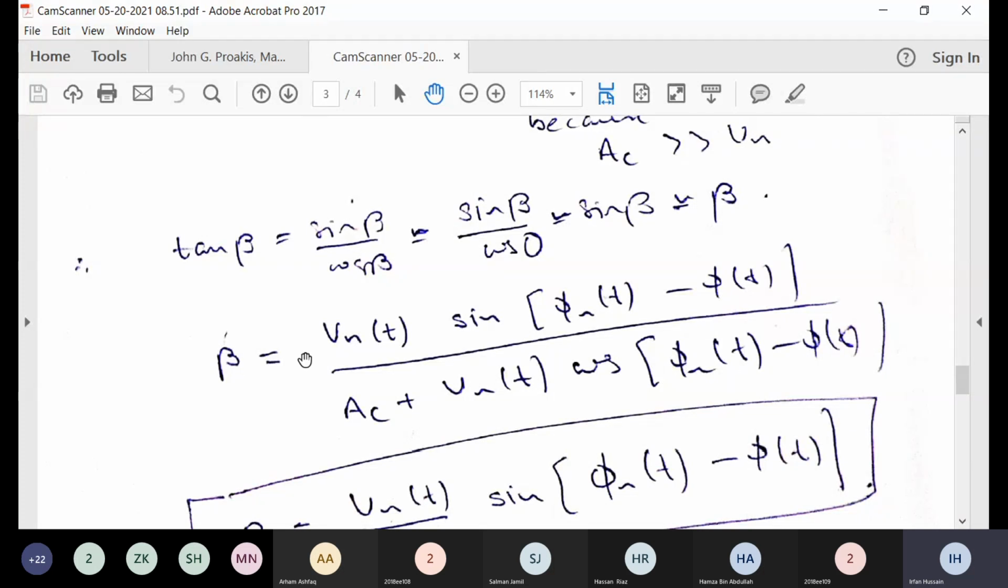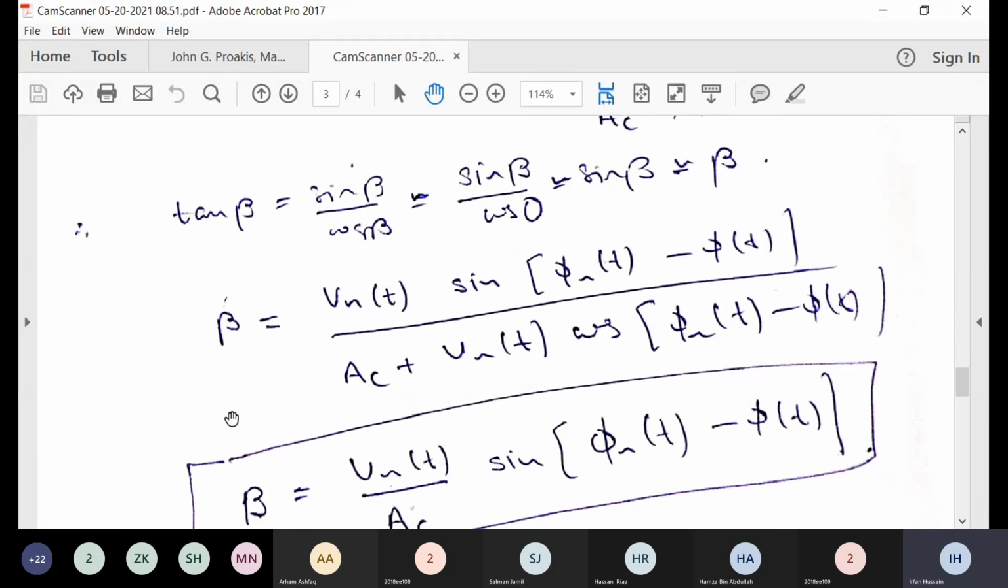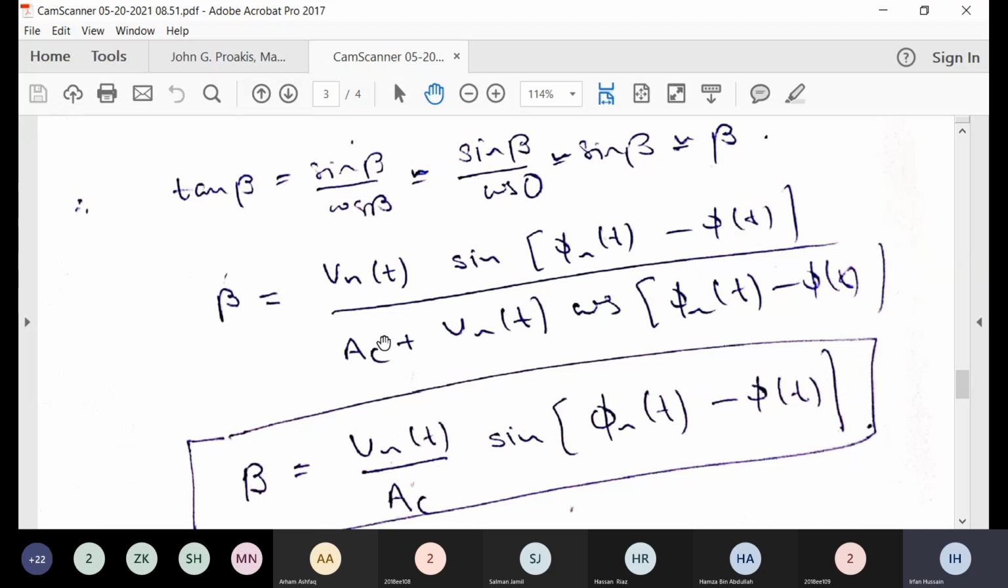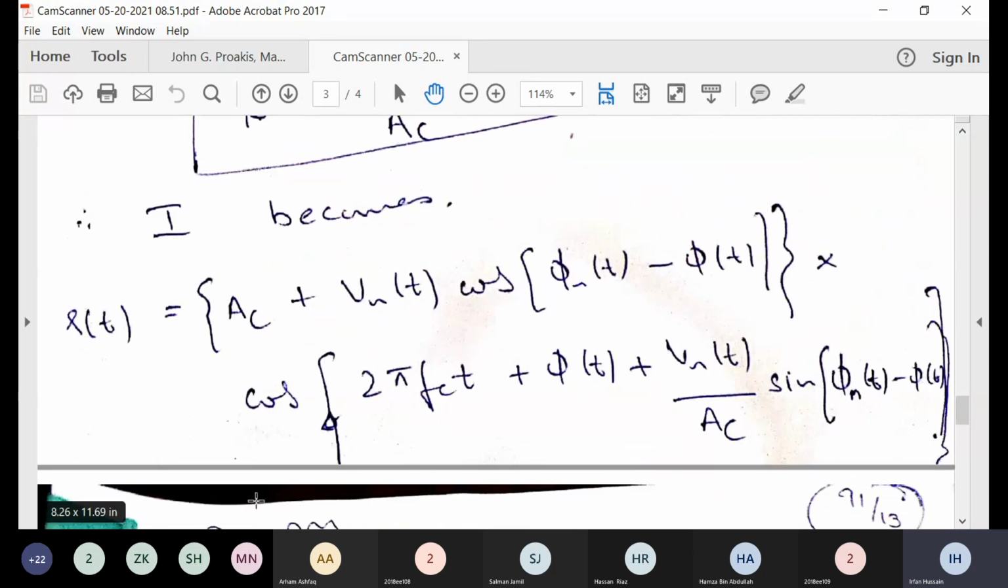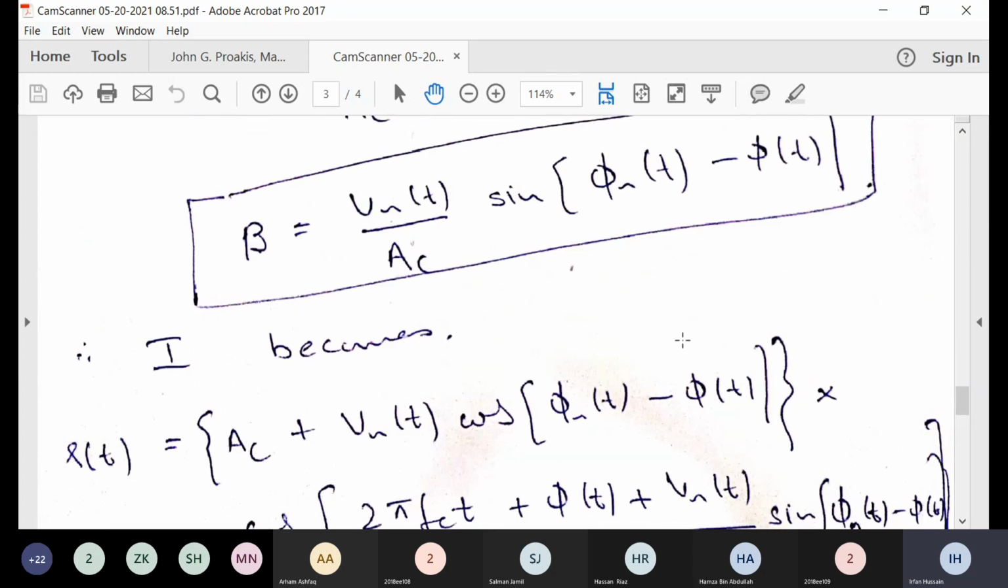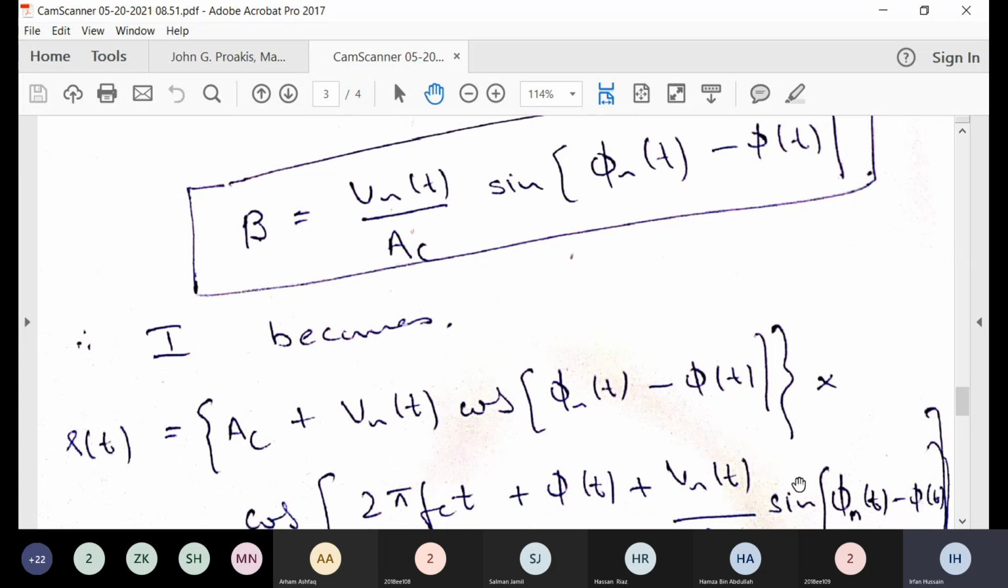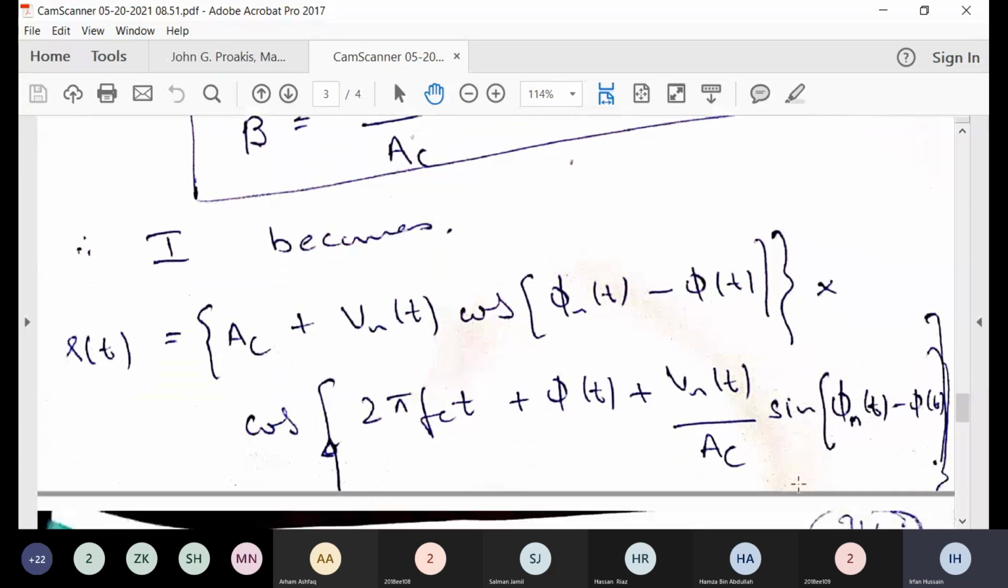But here again I can say that AC is much greater than this term, so I can neglect this term. So Vnt over AC times sine of this is equal to beta. Now with this value of beta, I will substitute this in the approximated R of t. So this remains the same, but here your beta will come out to be this term. This term will come here in terms of beta.